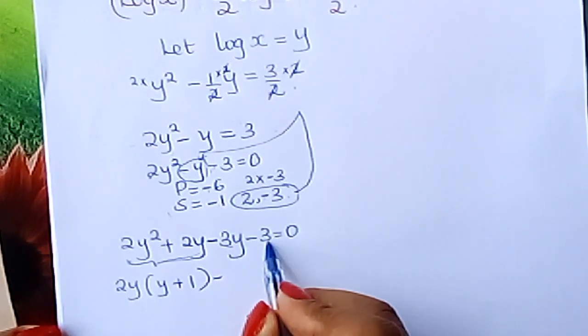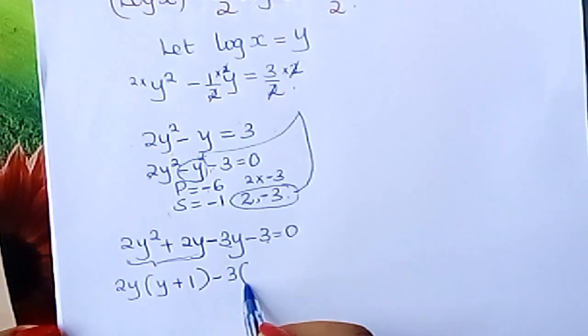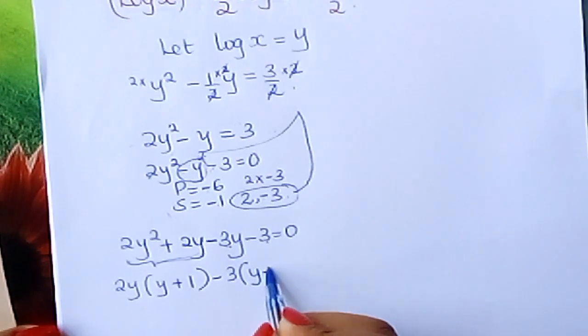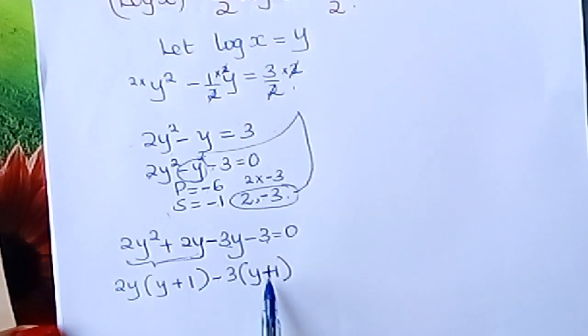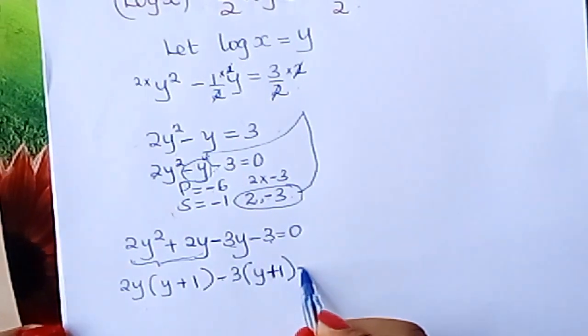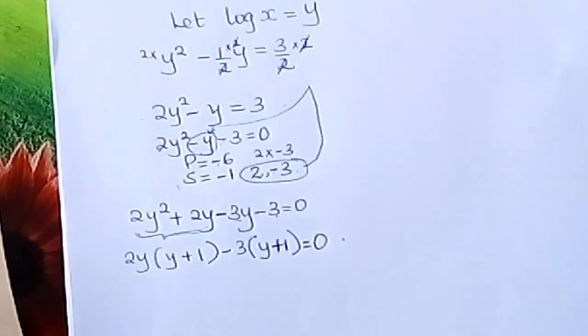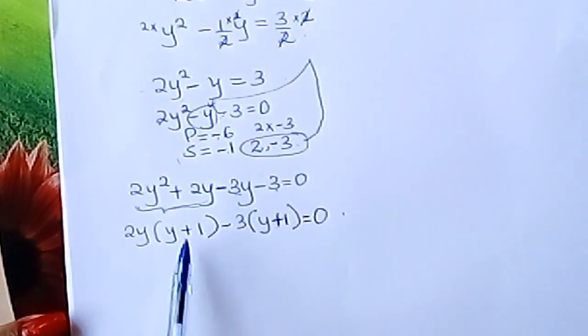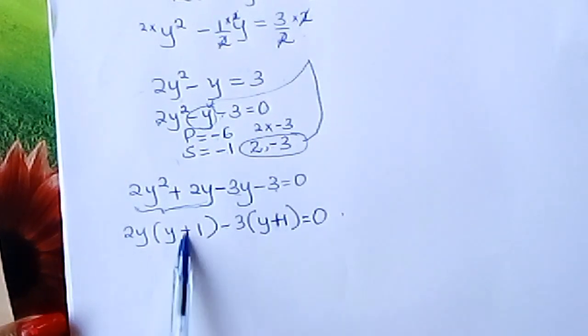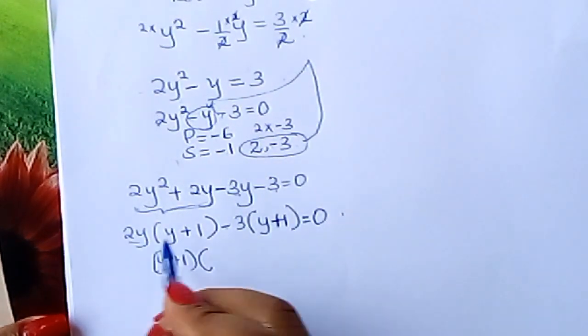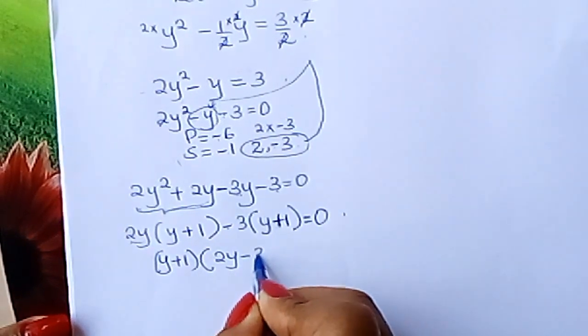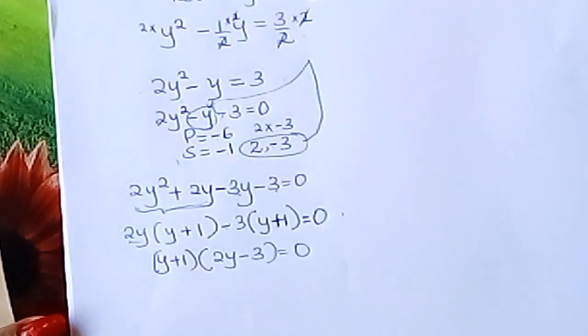What is common in the second group, learner? 3. And therefore again you are left with y plus 1. Take care of that sign: it should be plus, so that if you remove the brackets, minus times plus gives you minus. So this is plus, not negative, equal to 0. Learner, from there you look at your equation, you have a common bracket, factor it out, and we are left with 2y minus 3 is equal to 0.